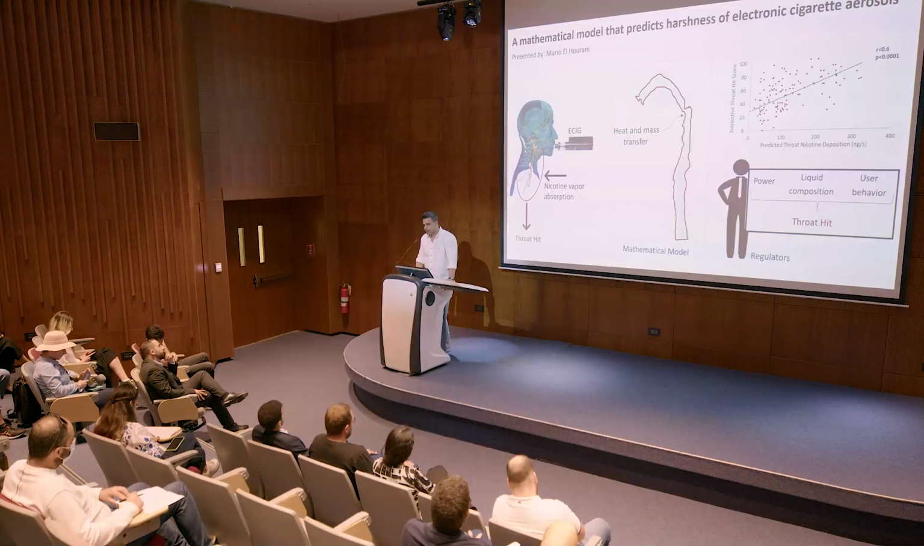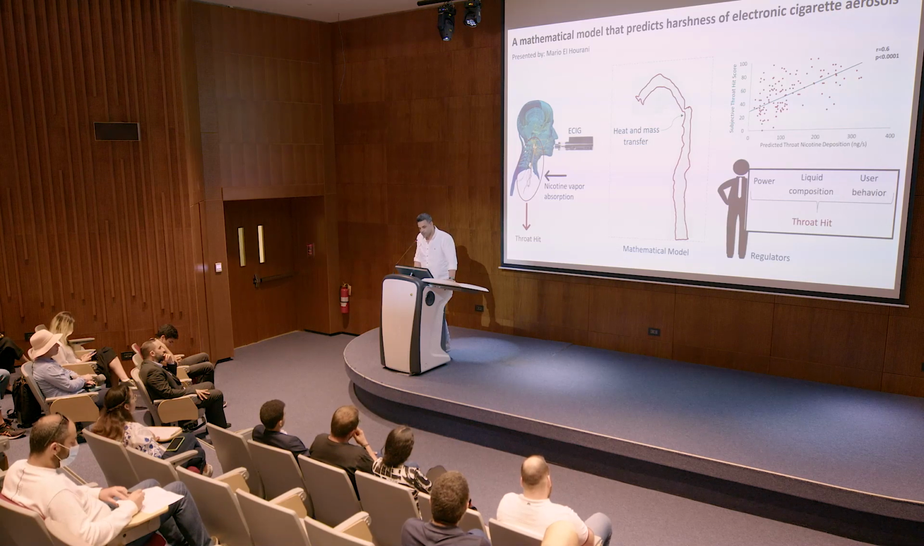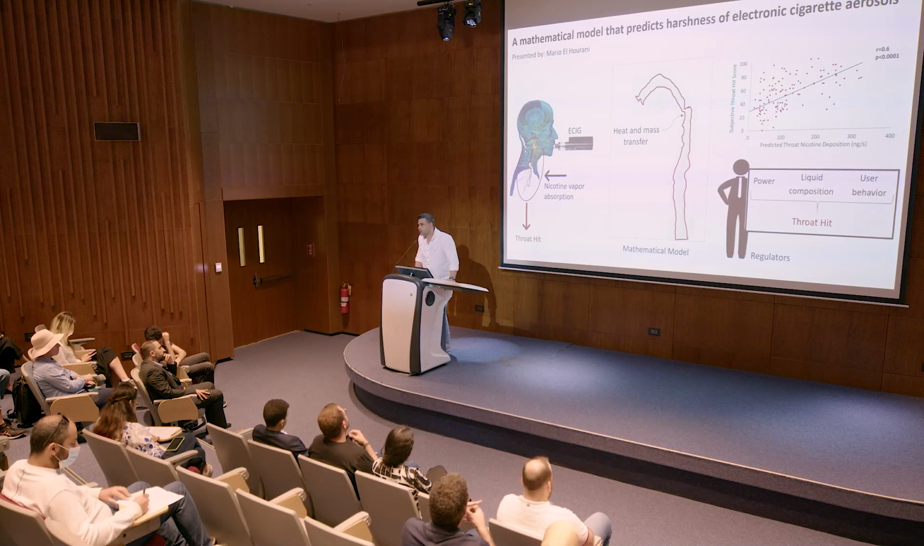Now, the main innovation of this model is that it can predict harshness, that is, a subjective sensation, by just knowing the physical properties of the electronic cigarette. Moreover, regulators can use this model to explore the effect of various design variables of electronic cigarettes on harshness, and they can assess the appeal of a given tobacco product even before its release into the market.